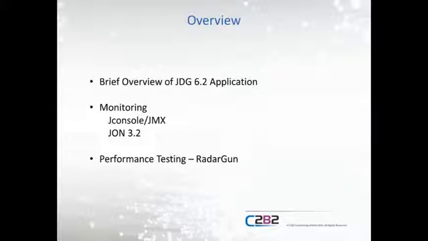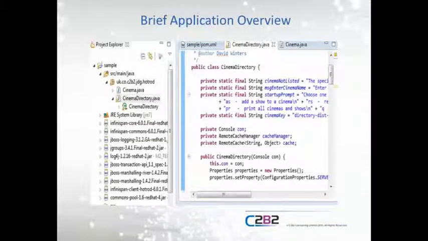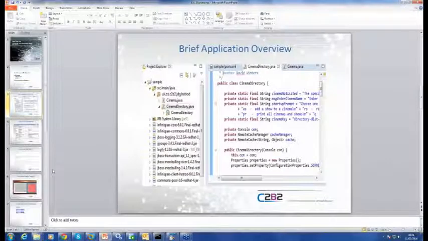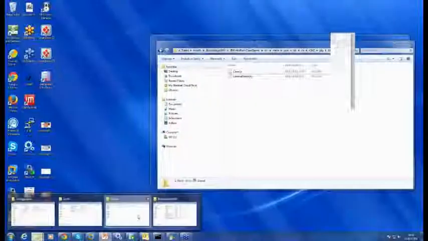And lastly, we'll briefly touch upon performance testing, and here's one specific tool which we can use to perform performance testing on data grid applications, called Radar Gun, which was developed side by side along with Infinispan, and it's quite a cool tool to use. So let's jump in the deep end and I'll give you a brief overview of our application which we will be monitoring. It's basically a simple data grid application. It's a Hot Rod client server application.